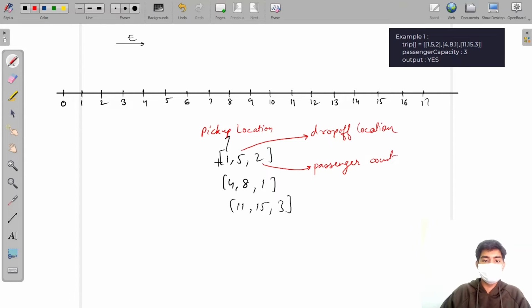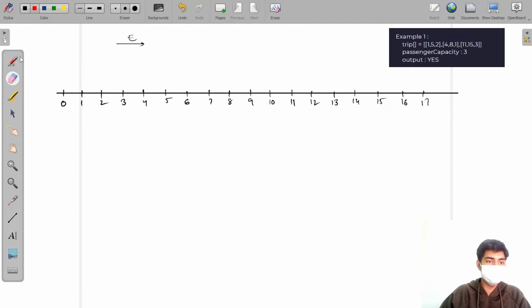So it means that we will pick up two passengers from this one point, and we will drop off those two passengers at point 5. Okay, so if we were to draw them on the number line, let's say this is my highway, and we picked up two passengers from here, right? Two passengers, and we dropped off these two passengers at the fifth point, at this 5.